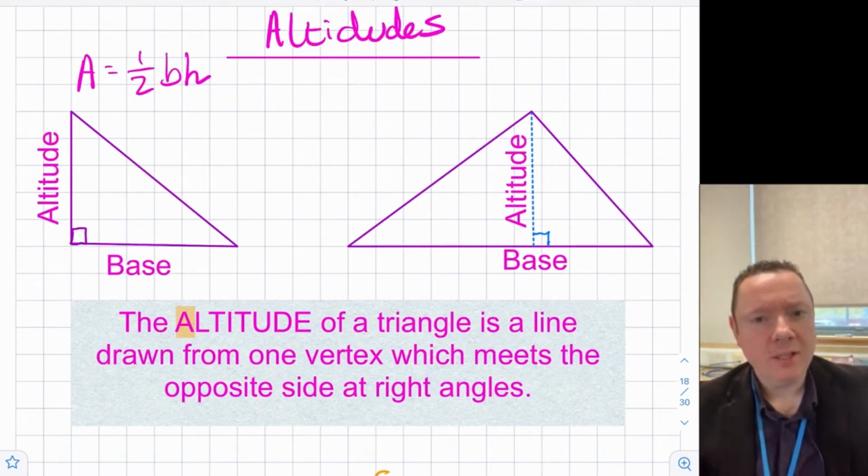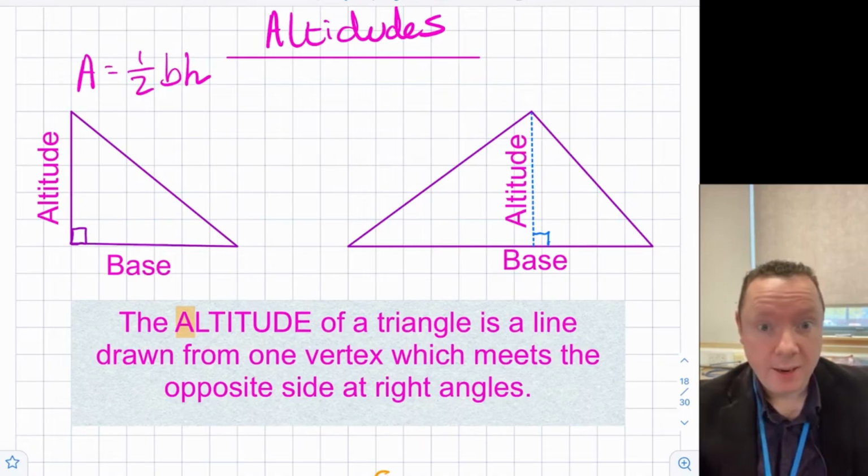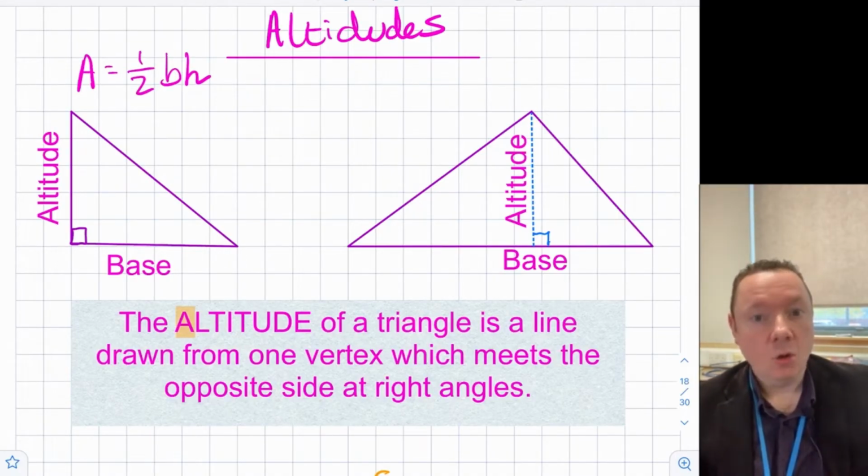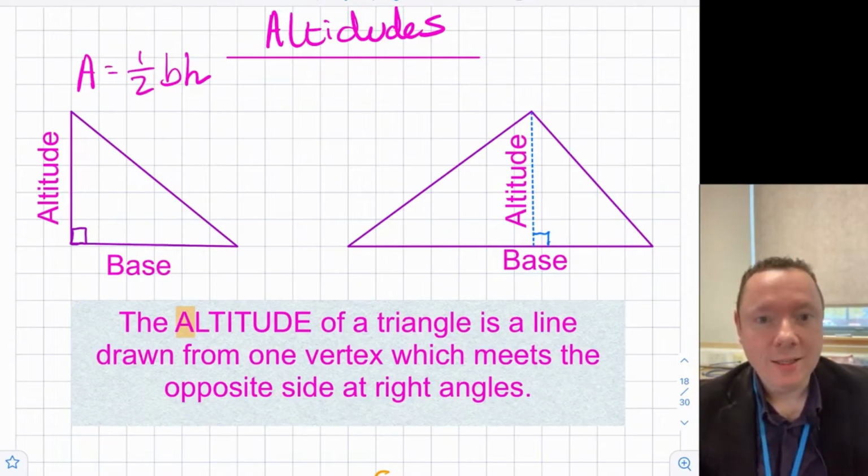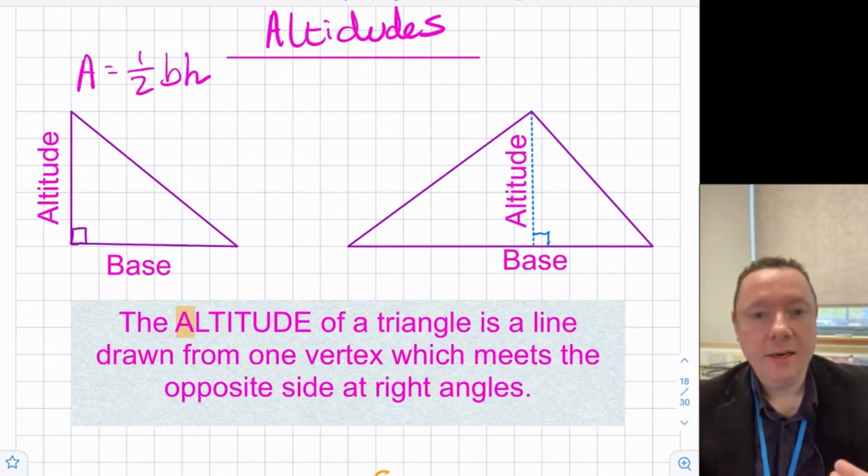If you go back to my previous video on perpendicular bisectors, you will start to realize that a perpendicular bisector is a special type of altitude. It's an altitude that cuts a line in half. It's also therefore called a median, which we will get to in the next video.